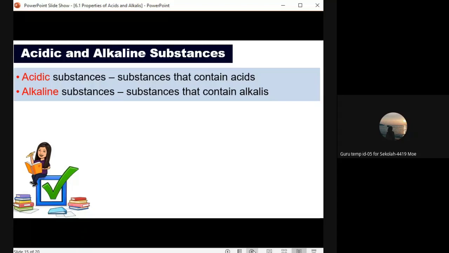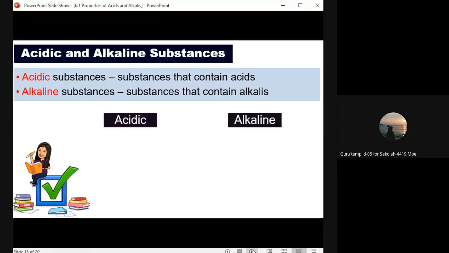So alkaline ni dia merujuk kepada substance yang beralkali. Okay, so kita guna alkaline instead of alkali. So jangan tersilap penggunaan term ni lah. Kalau nak sebut substance yang beralkali ni, kita sebut alkaline substances. Same goes to acidic substances. Kita tak sebut acid substances. Okay. Remember acidic substances, alkaline substances. Okay, it is important to know the correct way to use the right term.